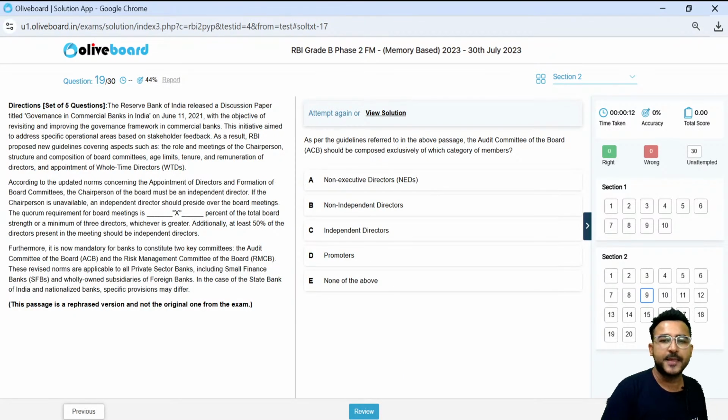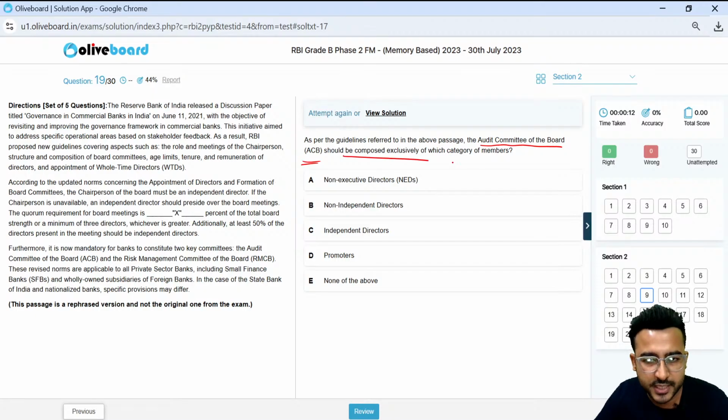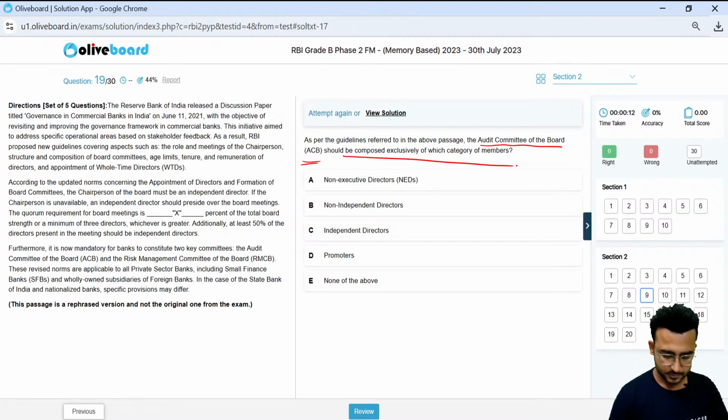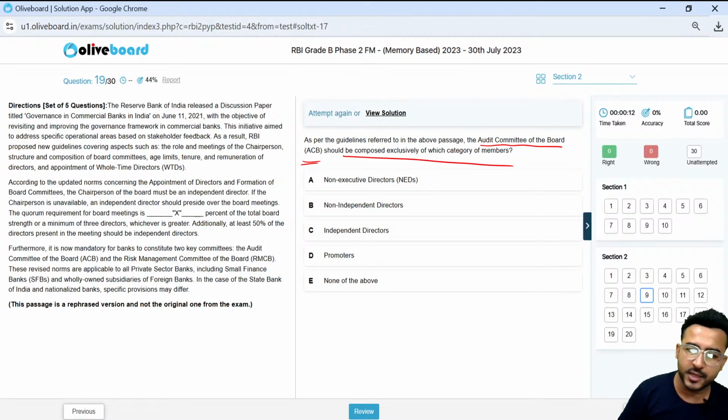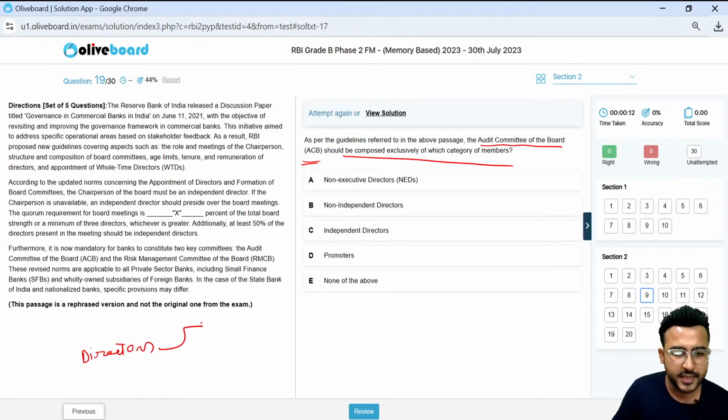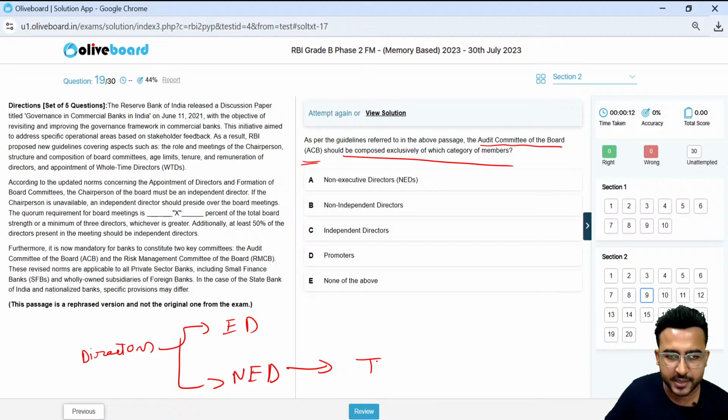Can you tell me, as per the guidelines referred in the above paragraph, the audit committee of the board, ACB, should be composed exclusively of which category of members? Non-executive, non-independent, independent, promoter, or none of the above? Look, tell me the correct choice here. There are two types of directors. They can be executive directors, they can be non-executive directors. Out of non-executive directors, some directors can be independent directors.